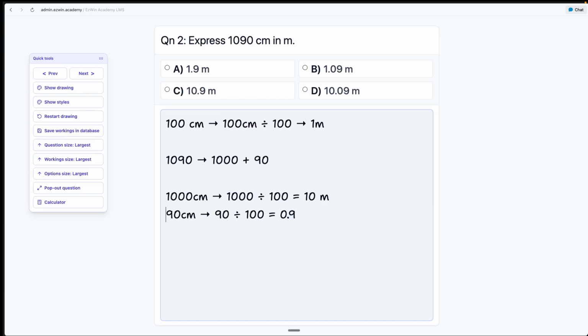So that means 1090 centimeters will equal 10 meters plus 0.9, and this will give us 10.9 meters, which is option number C. There you go.